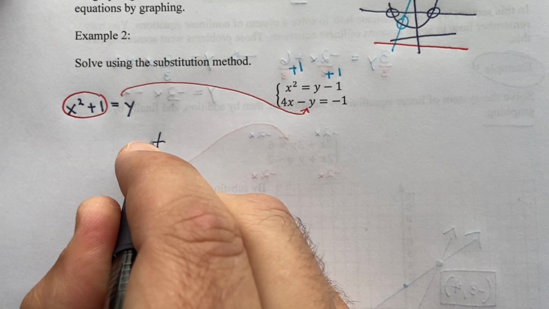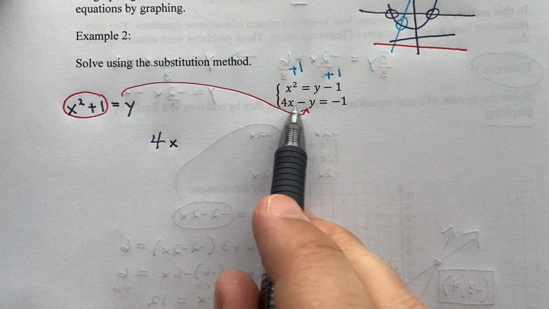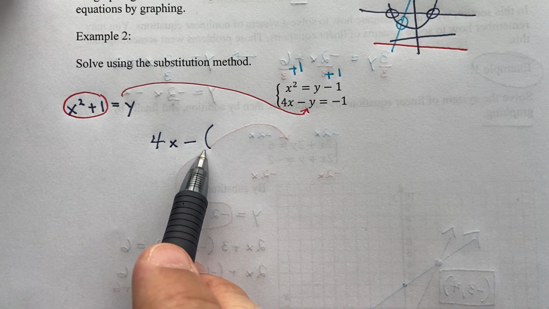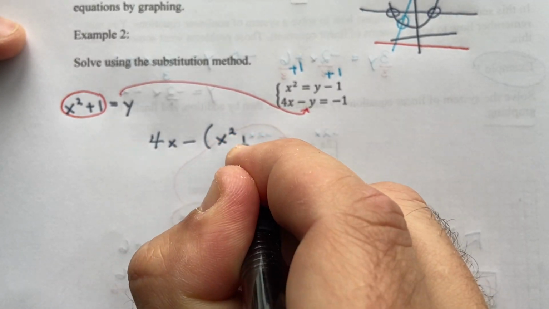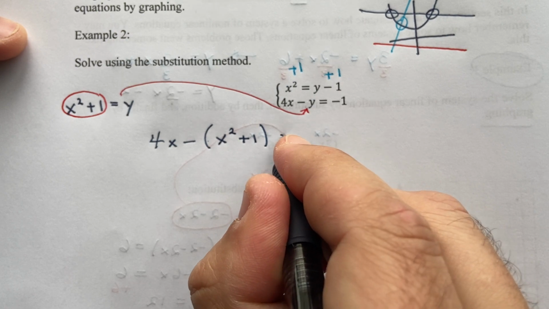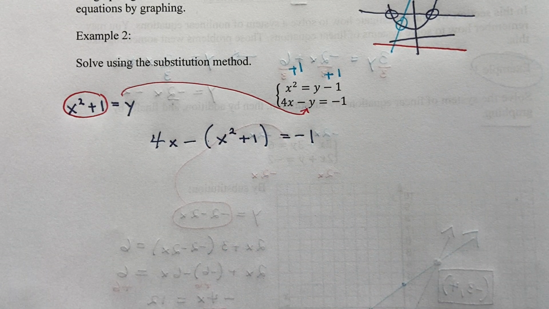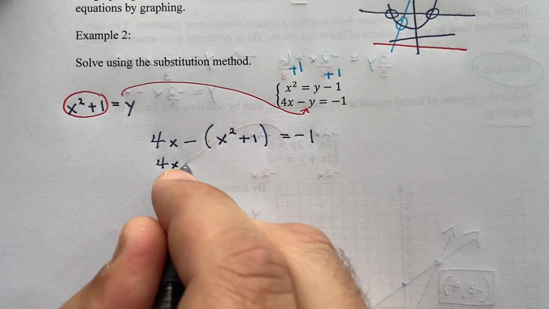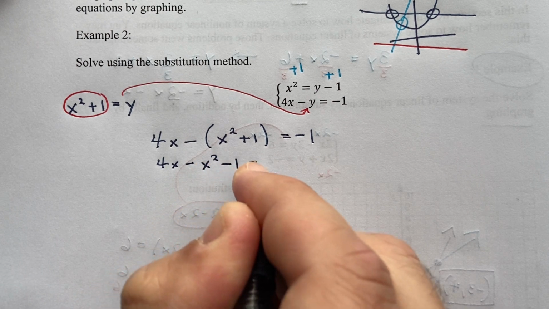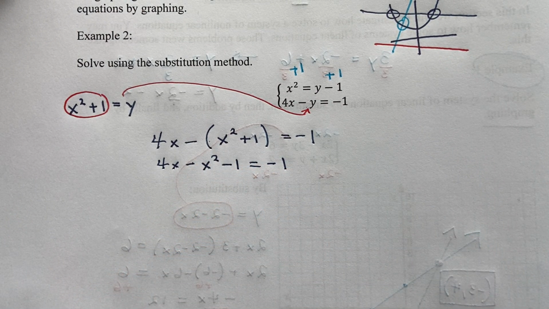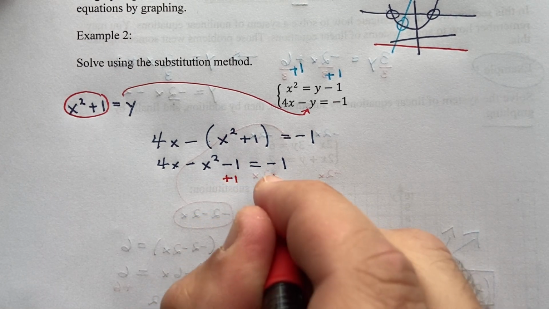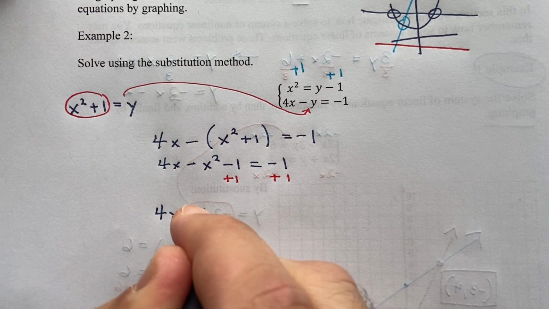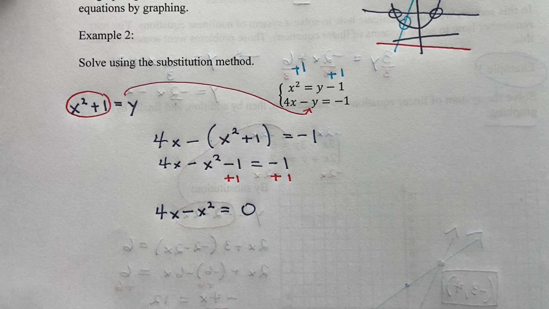So 4x, right, that's still there, minus, so I need to subtract all of this thing, so the parentheses are crucial. So x squared plus 1 equals -1. Now I'm going to solve this. So distribute the negative, so 4x minus x squared minus 1 equals -1. Go ahead and add 1. So 4x minus x squared equals 0.